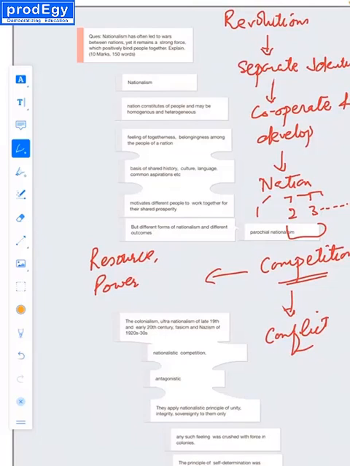nationalism has often led to wars between nations, yet it remains a strong force which positively binds people together. Explain. So the question is saying that the idea of nationalism has led to wars. We have to justify this, and then the second part is, but yet it is a strong force which can positively bind people. You have to explain these two things.